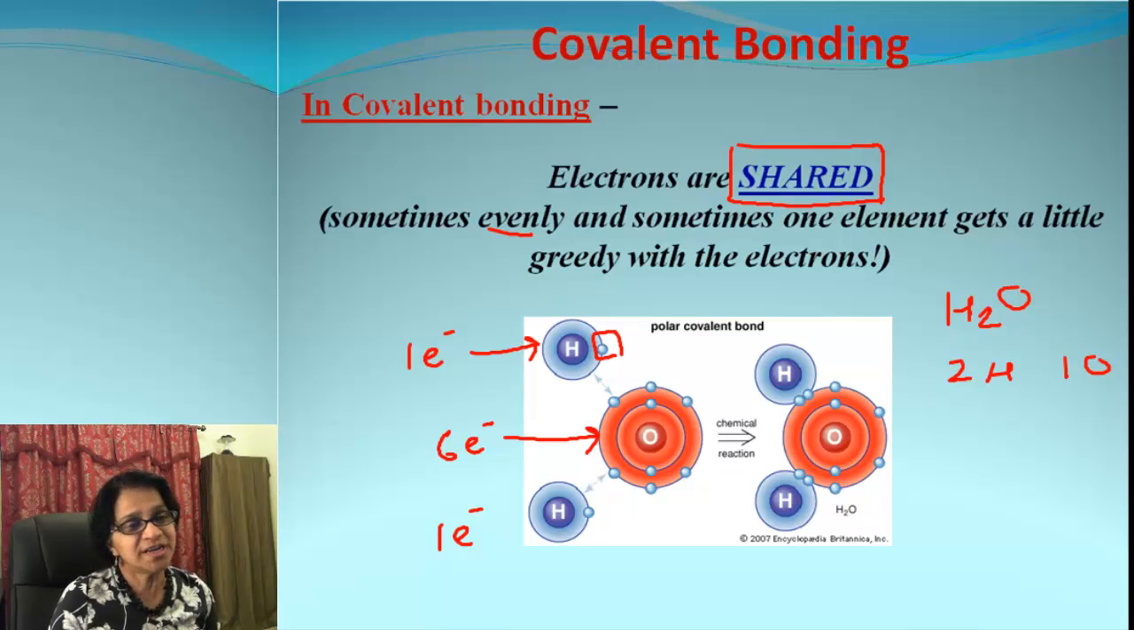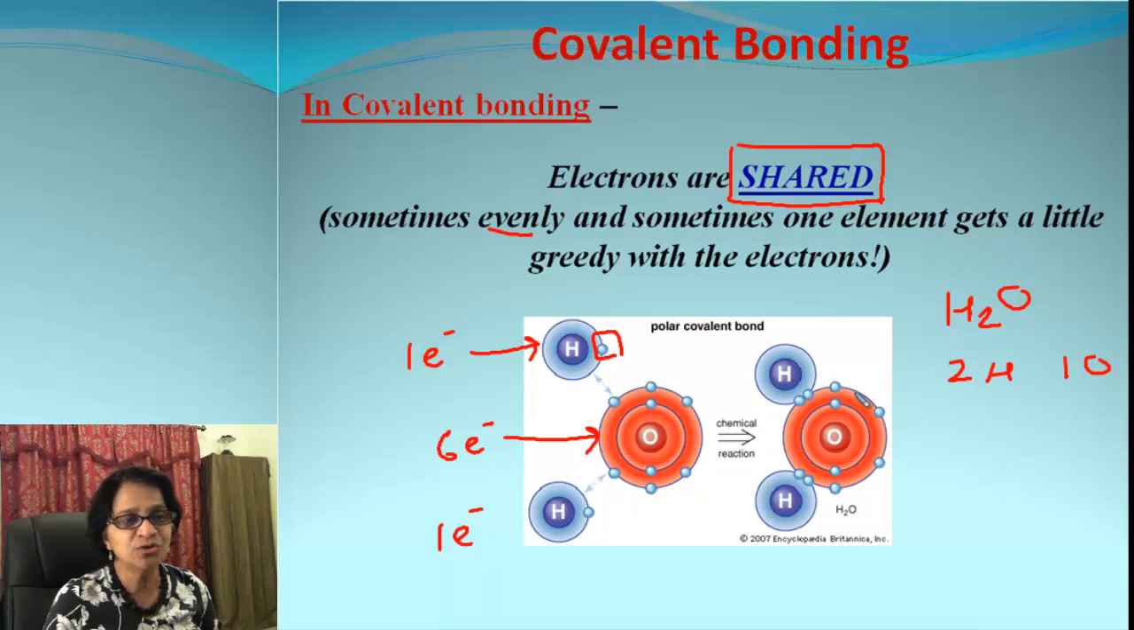So hydrogen's first orbit can only contain a maximum of 2. So if hydrogen wants to become helium, it needs to have 2 electrons. And if oxygen wants to become like a noble gas, it needs to have 8 electrons. What do they do?